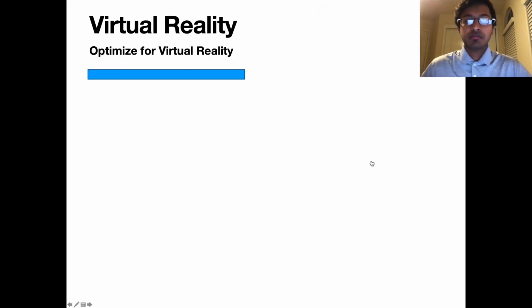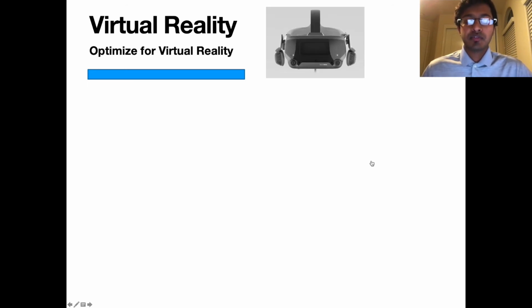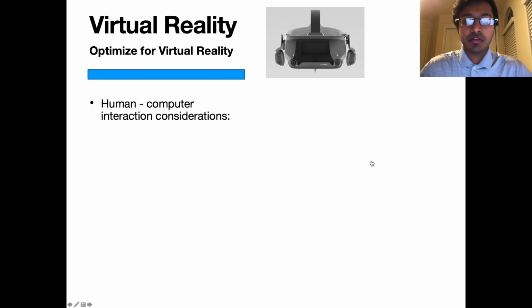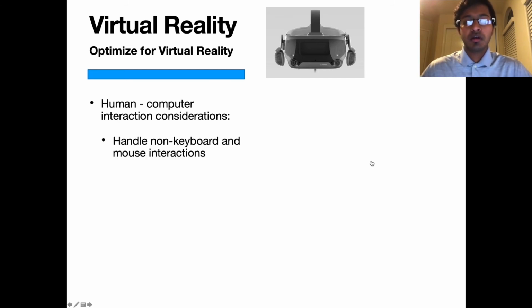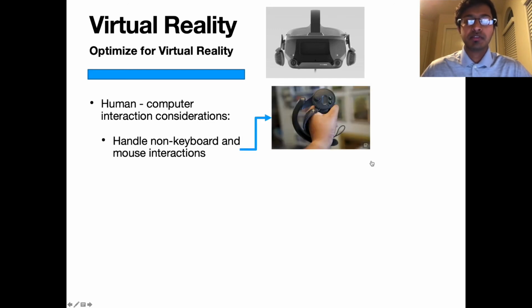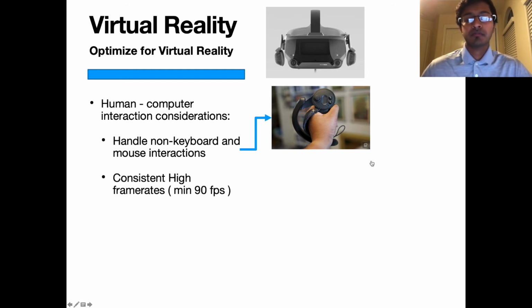The next step is to optimize it for virtual reality. This is a virtual reality headset. This is something you wear on top of your head to view the contents. One thing we had to keep in mind was human-computer interaction. As VR systems do not use a keyboard and mouse, we have to adapt to a controller, to make sure anyone can use a controller to control everything within the program itself.